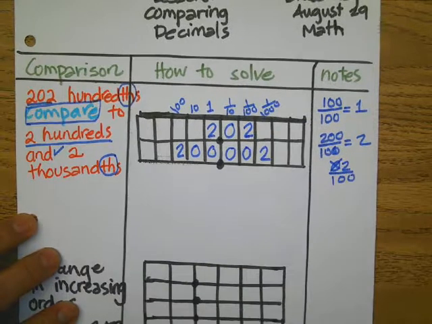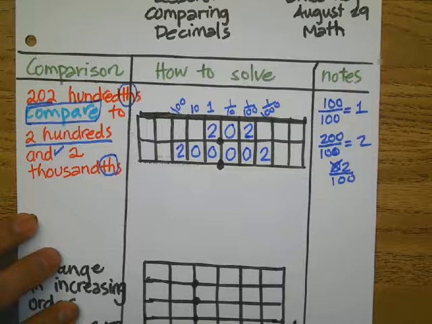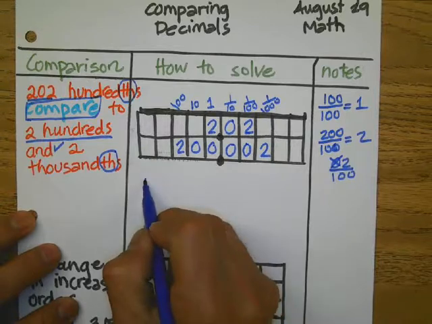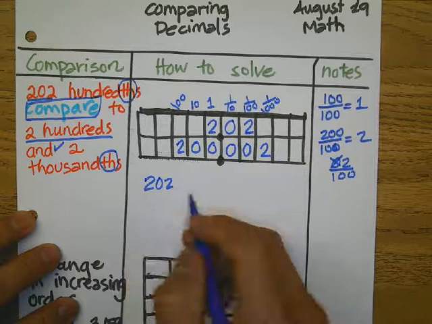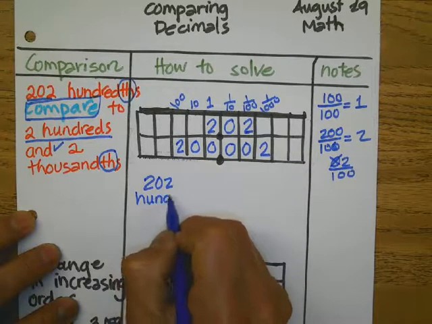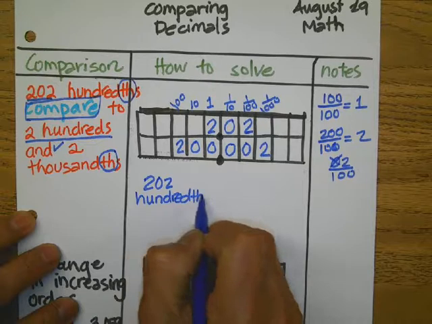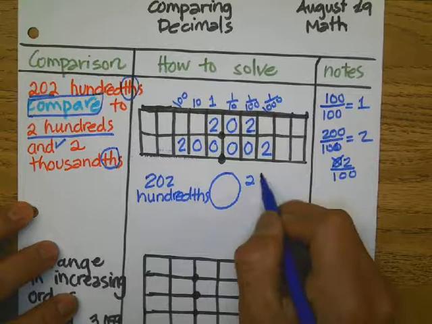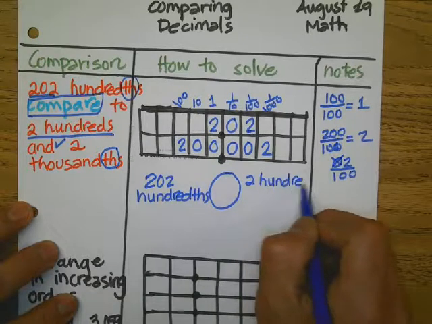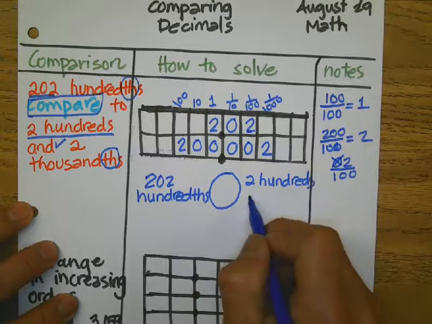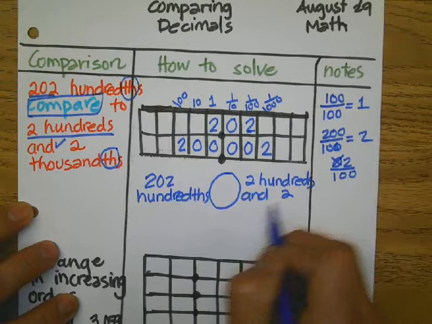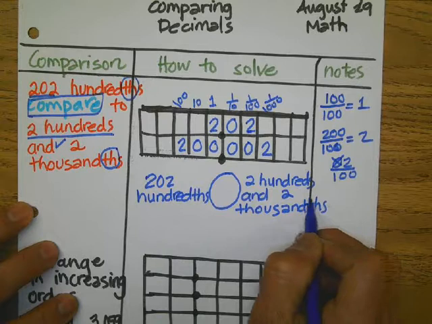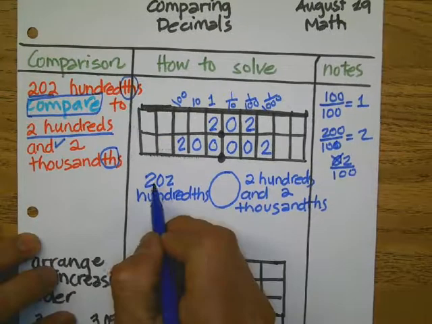Now let's write the inequality, to write the symbol that will make this inequality true. So we'll start with 202 hundredths compared to 200 hundredths and 2,000. Don't forget the TH at the end, my friends. That is telling you this is a small measurement. So we decided, and I forgot the period here, the decimal point.